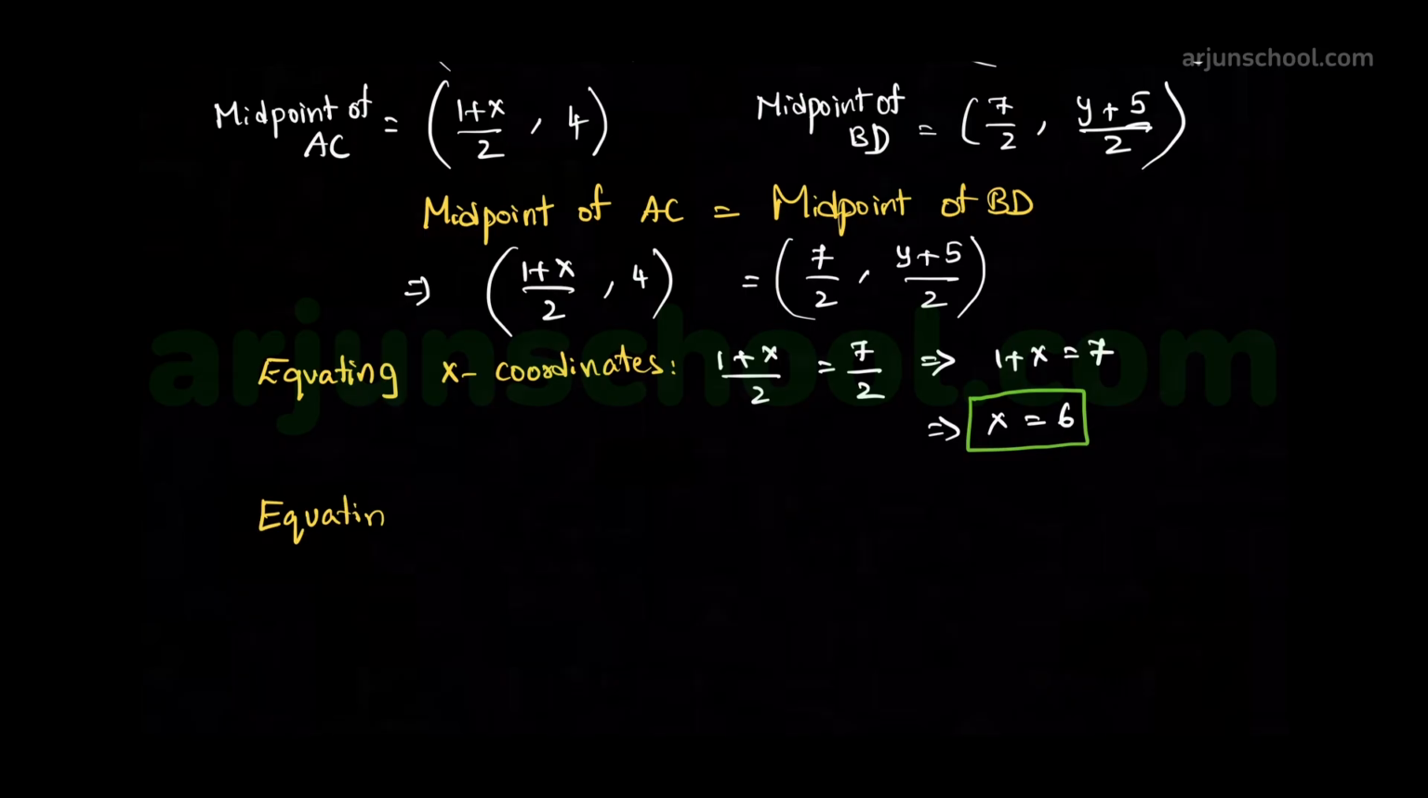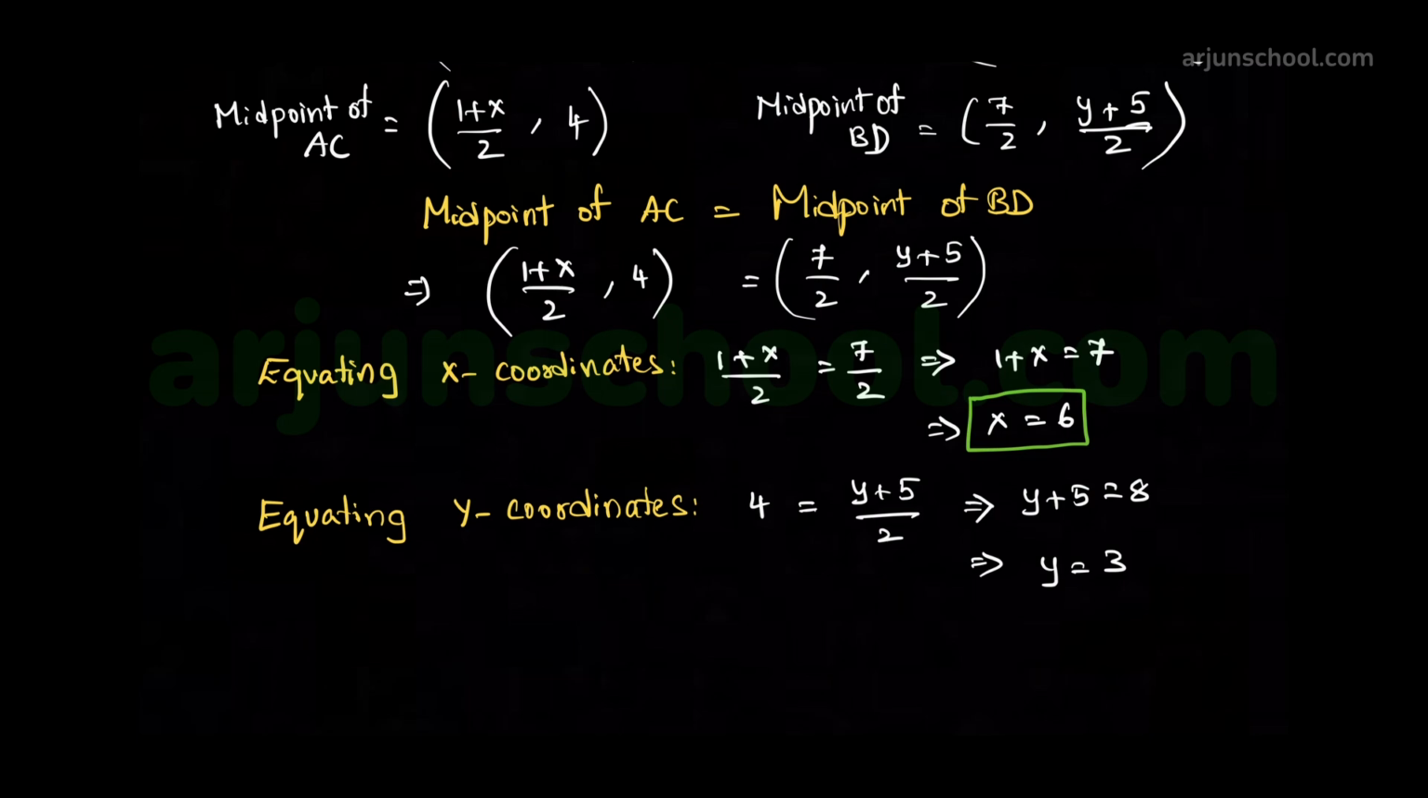Equating y coordinates: the y coordinate of the midpoint of AC, 4, is equal to the y coordinate of the midpoint of BD, (y + 5)/2. That implies y + 5 = 8, so y = 8 - 5 = 3. Therefore, y is equal to 3. The values of the variables are x = 6 and y = 3.